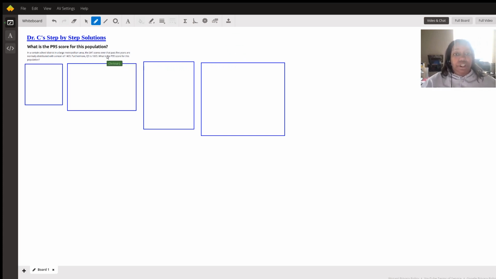First things first, I always recommend underlining the important elements of a question. It did say that this question was normally distributed, and then it has a mean of 1463. And then it says quartile 3 is 1663. So we're trying to find the score for this population.